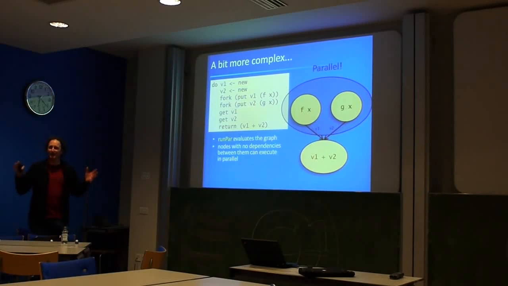And you can create any shape of graph that you like. It can even be dynamic. It's a graph that depends on the value of certain results that happen during the computation. And the system underneath will schedule that graph across the processors that we've got.